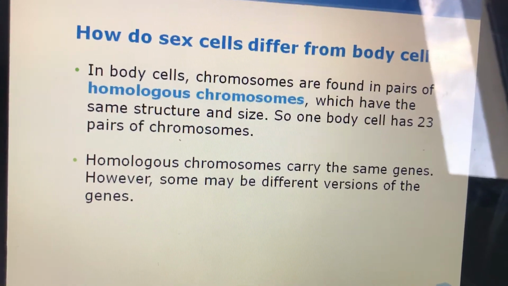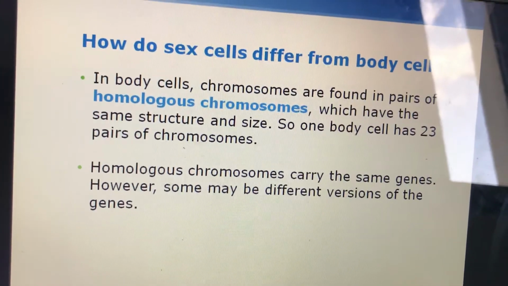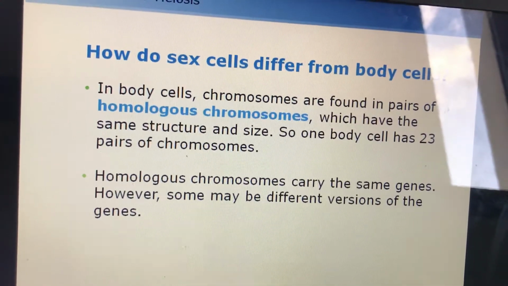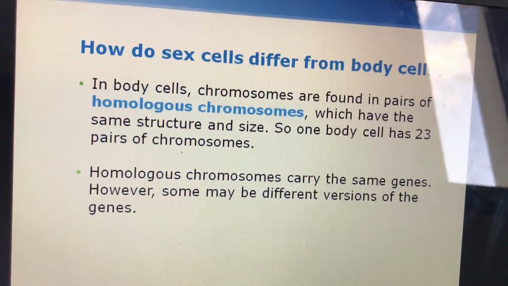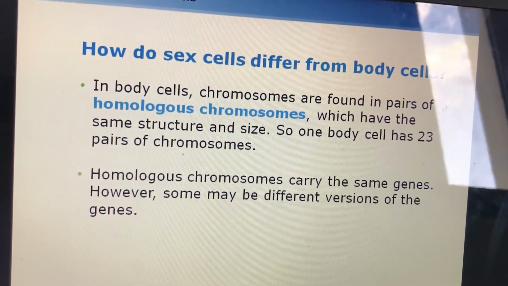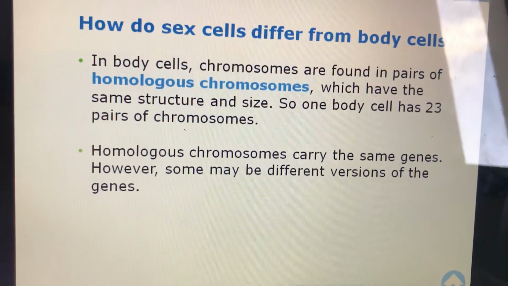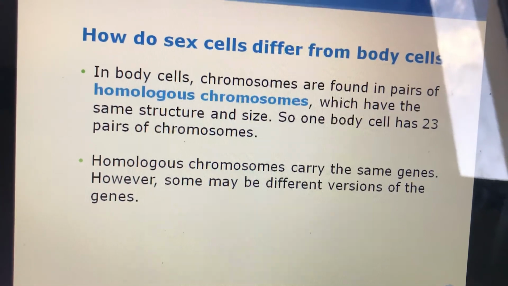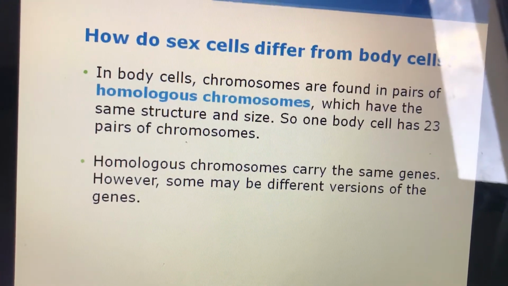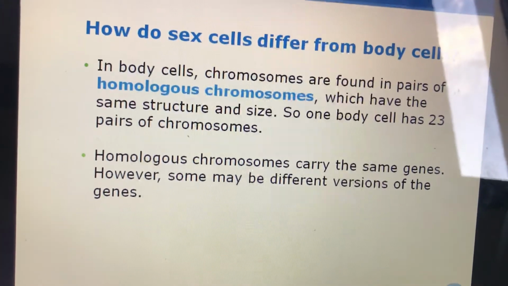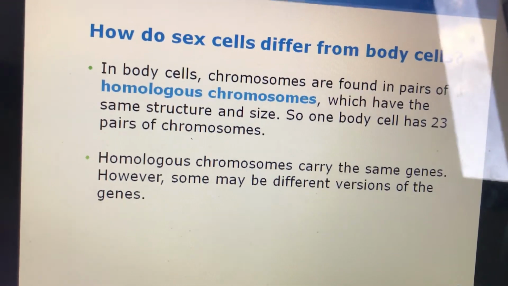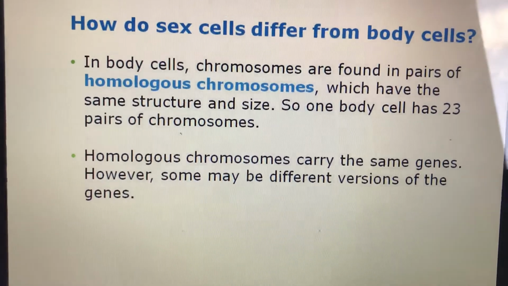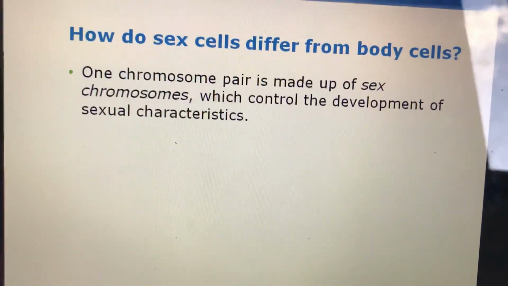So homologous chromosomes carry the same genes, however, some may be different versions of the genes. If you look at the 23 pairs of chromosomes, they are grouped according to their shape and size. Every two chromosomes that look exactly the same and carry the same genes I put together to form a pair of homologous chromosomes. So I repeat, homologous chromosomes are made up of paternal and maternal chromosomes that carry the same genes. So in your body cells, you have 46 chromosomes, or we can say 23 pairs of chromosomes.